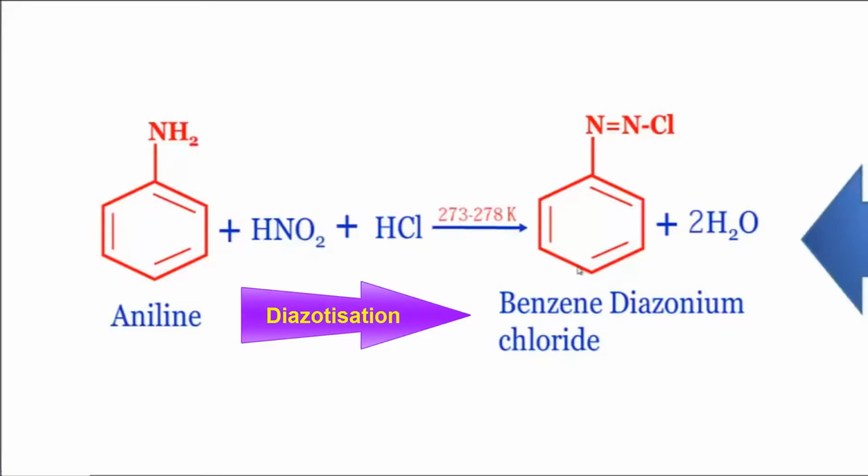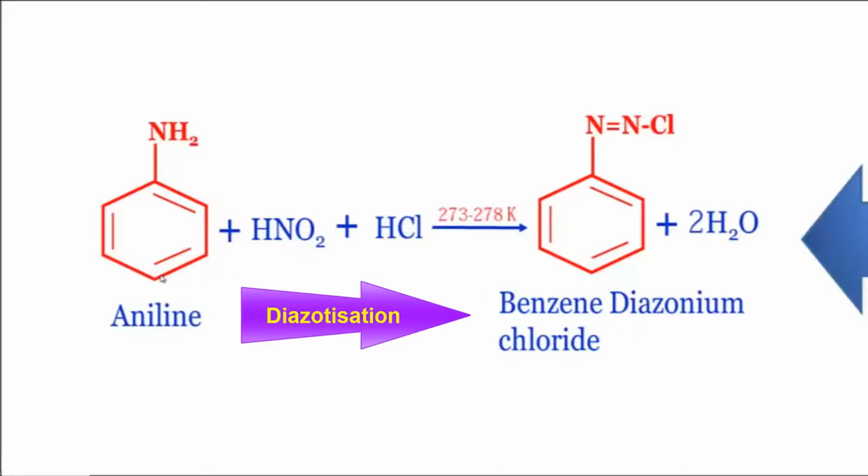Then we obtain benzene diazonium chloride, that is C6H5N2Cl along with formation of 2 molecules of water. So this process of obtaining a diazonium salt is called diazotization. Because it is benzene diazonium chloride, we need to definitely consider an aromatic amine.